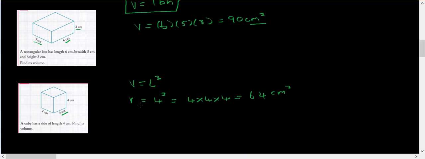So that's that one. Again, we're just using the volume of a cube formula. So it's 64 centimeters cubed, that's the capacity. That's the volume or the capacity of this particular shape. It's how much volume that this shape can take or hold.